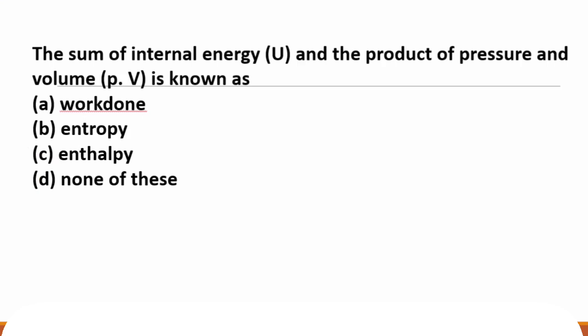Next question, the sum of internal energy U and the product of pressure and volume PV is known as option A work done, option B entropy, option C enthalpy, option D none of the above. The correct answer is option C enthalpy.